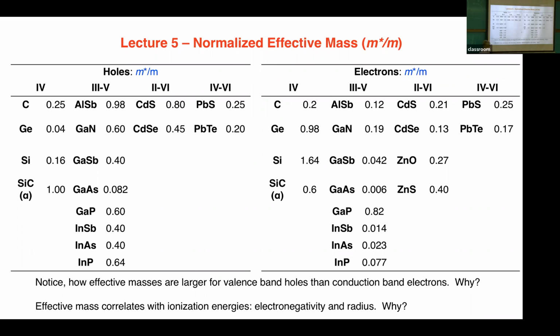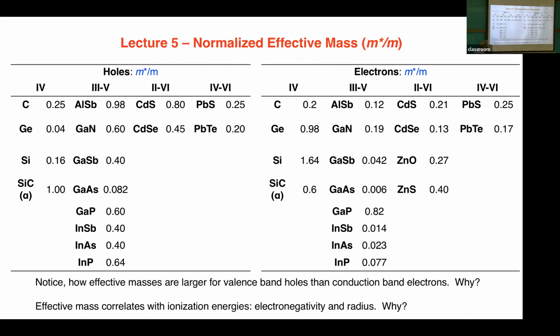And s orbitals make stronger bonds than p orbitals do. And so conduction bands tend to have broader bandwidths, and therefore they have lower effective masses. Stronger orbital interaction means lower effective mass. So electrons tend to move much more easily in conduction bands than they do in valence bands for these kinds of materials.